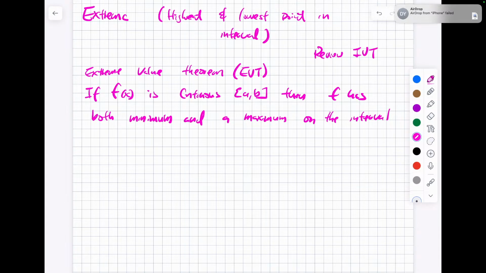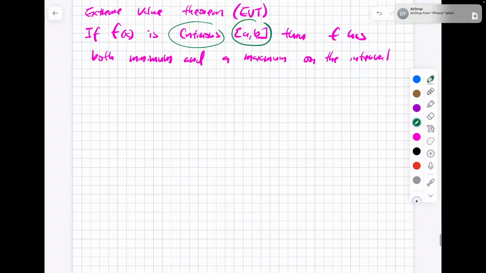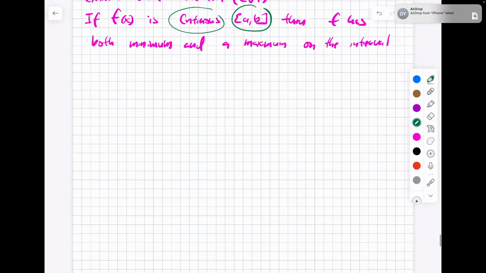So let's look at a case that doesn't work. Why do you need those conditions? Why does it need to be continuous and on a closed interval? There are two conditions. It has to be continuous and it has to be on the interval between A and B. It has to be a closed interval. So I'm gonna give you a counterexample where EVT doesn't work. The reason it's not working is because they don't have the conditions.